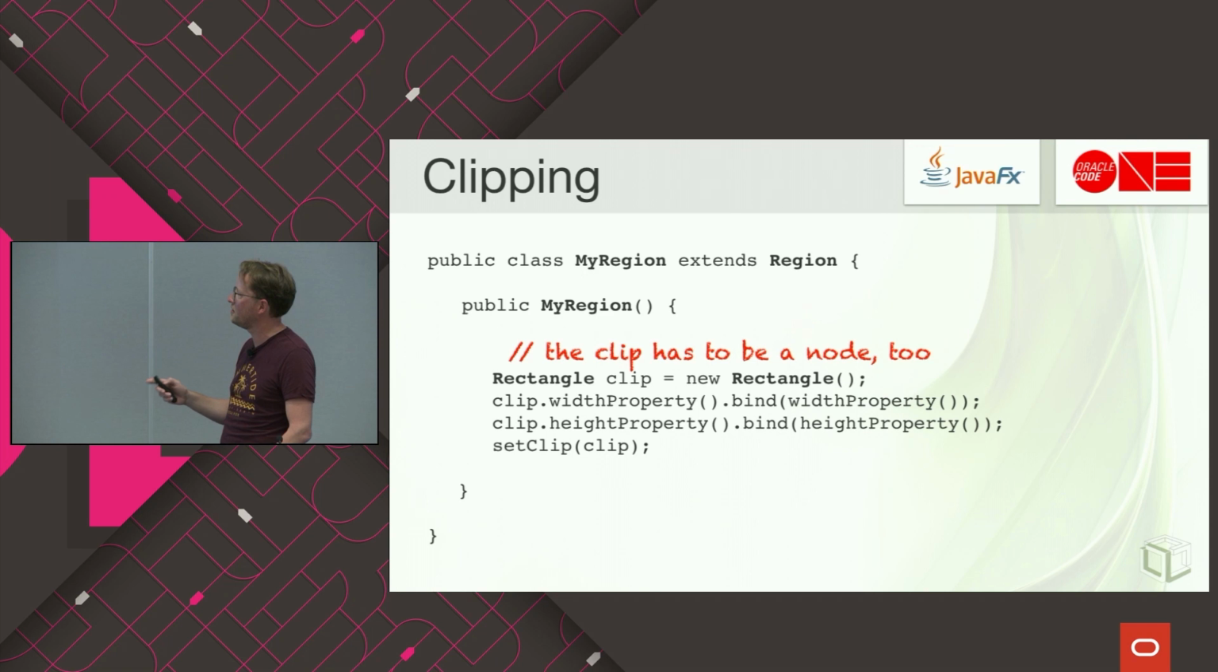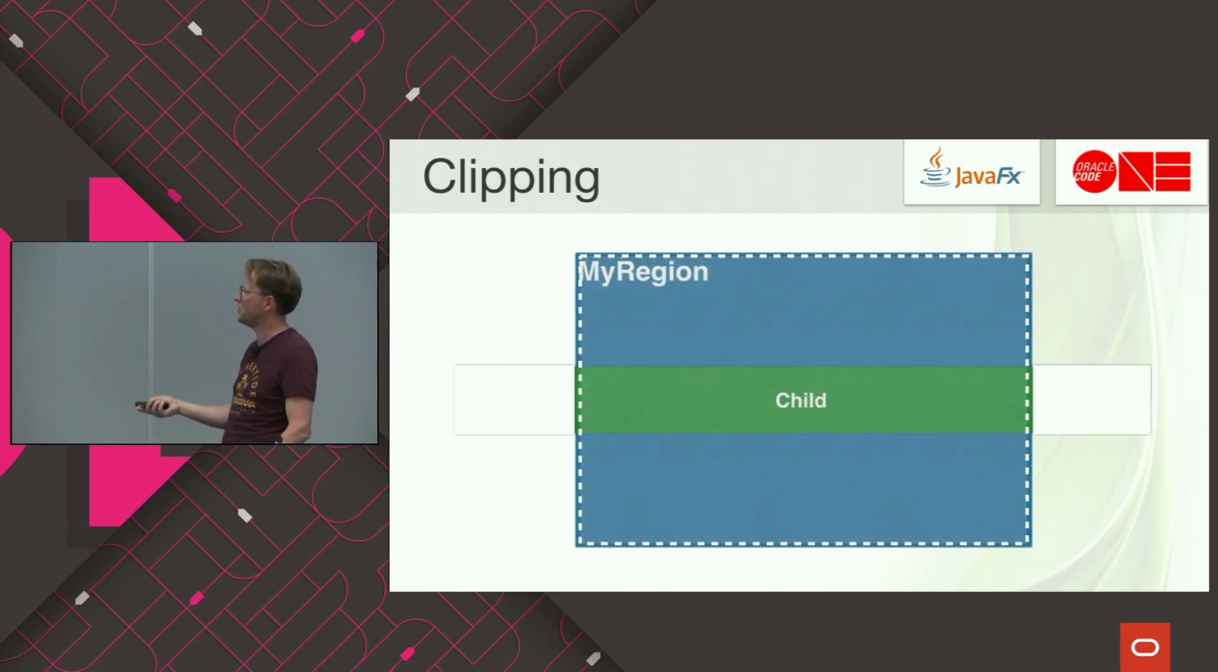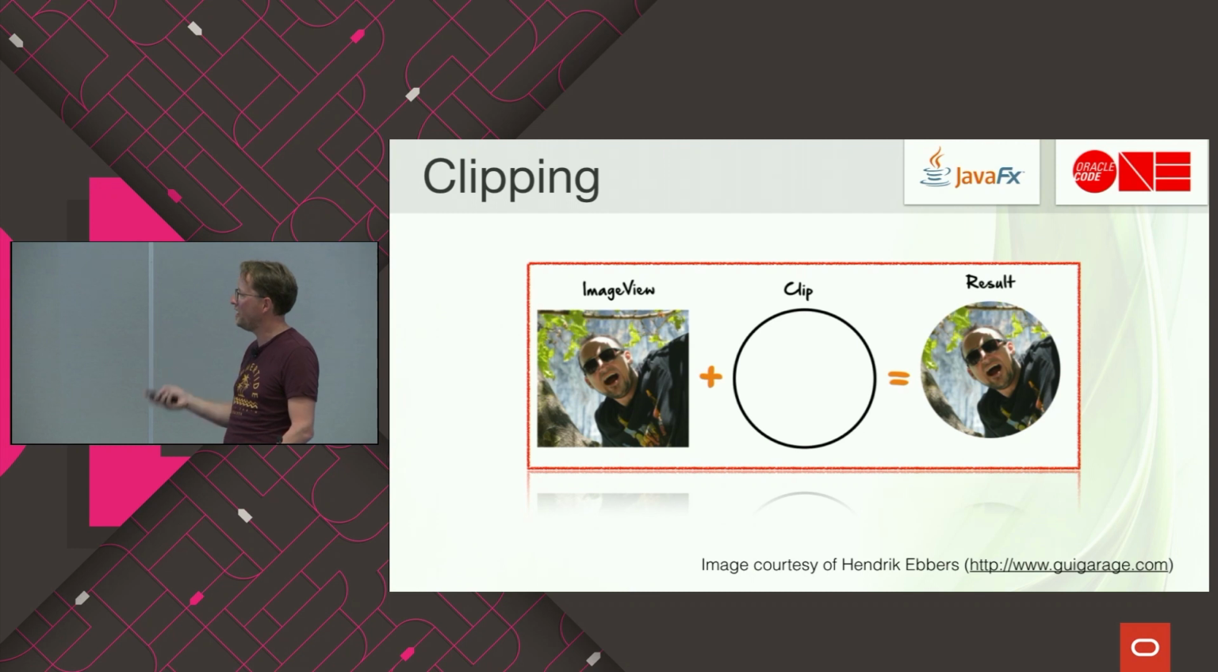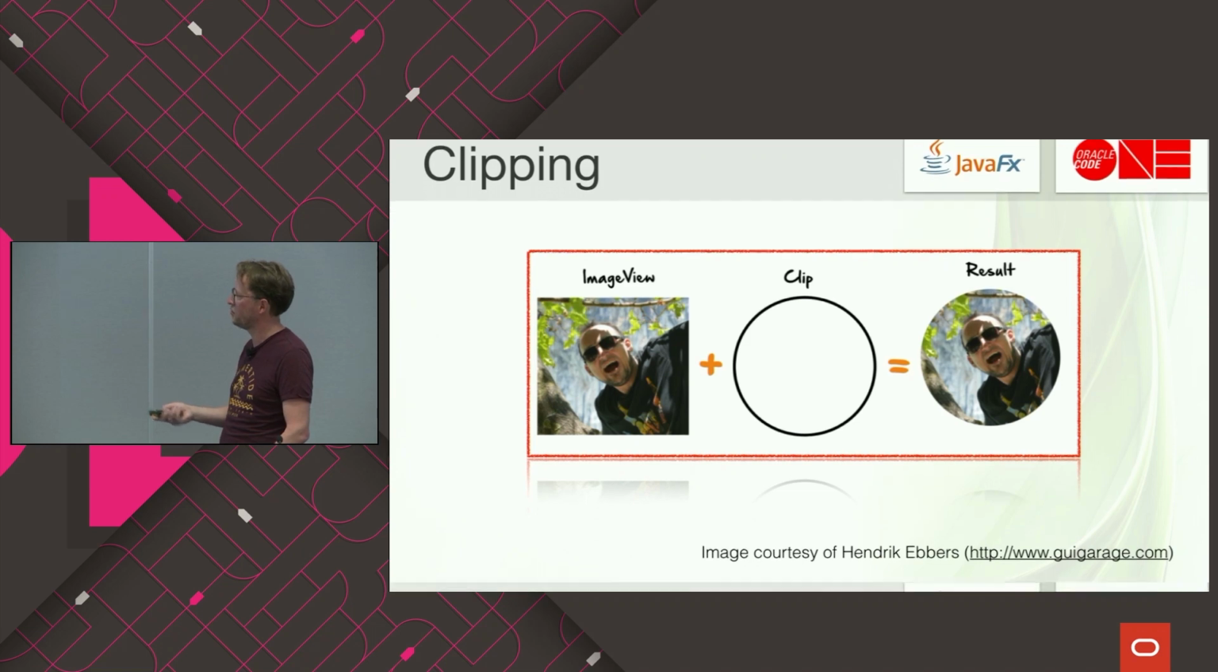So how do you do clipping? You just create a node, in this case a rectangle. You bind the clip to the width of the region and the height of the region, and then you set the clip like this. So that's a very simple clip, right? Just a rectangle, and most people are familiar with that concept. But in JavaFX, what you can also do is you can use any shape to do clipping. So you could also use a circle to do clipping. And one of the most obvious use cases is like an avatar picture like this one that nowadays very often are round, right? So in this case, the clip is a circle shape.